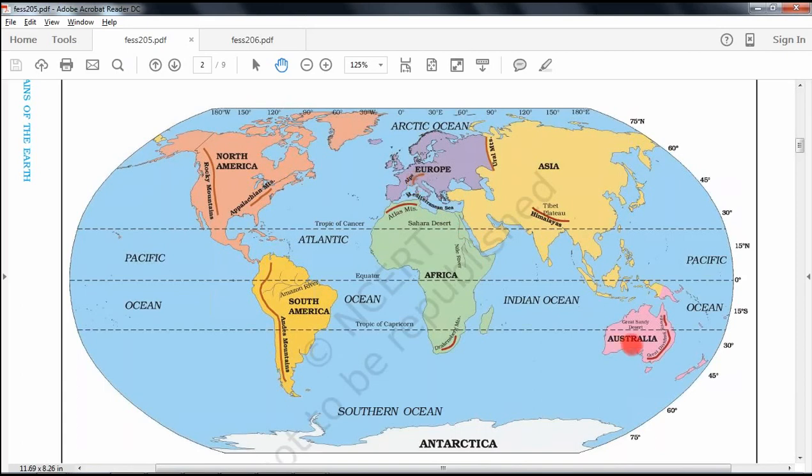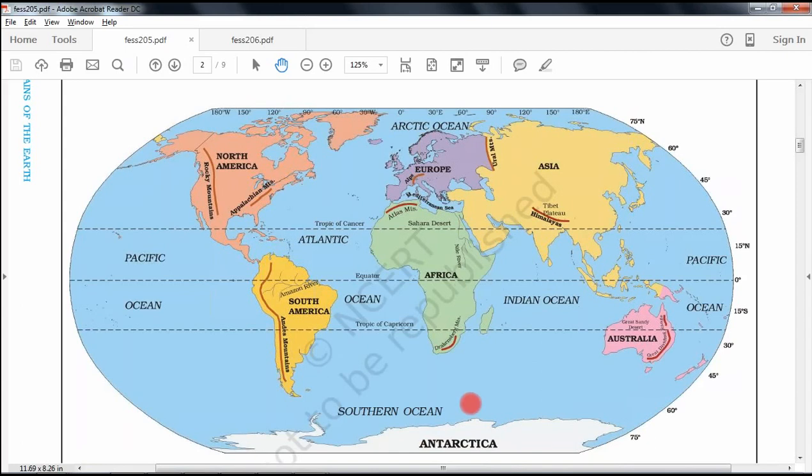Then coming to Australia, it is an island continent because on all sides it is surrounded by oceans. There is Great Sandy Desert in Australia and Great Dividing Range mountains. Coming to Antarctica, it is a large mass of ice. Almost at the middle of Antarctica, there is South Pole.